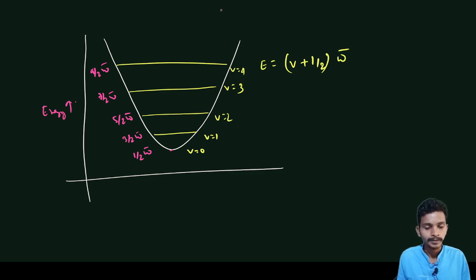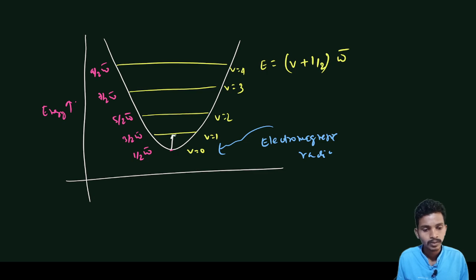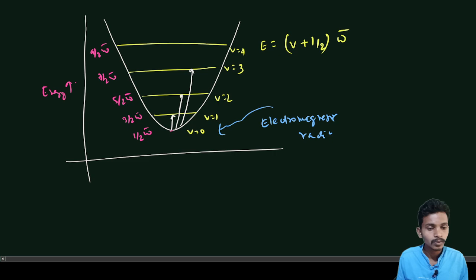Okay, so now what we see here is that whenever you give electromagnetic radiation to it, after getting the radiation it can shift to here, because it has to shift to the next higher energy level, or it can also shift to here, or it can also shift to here. So that's the confusion. For that, the selection rule came.